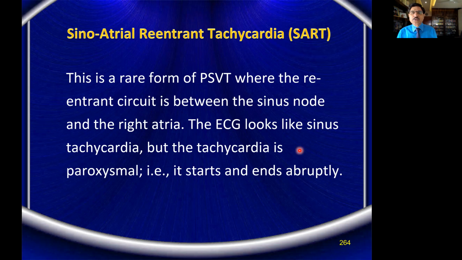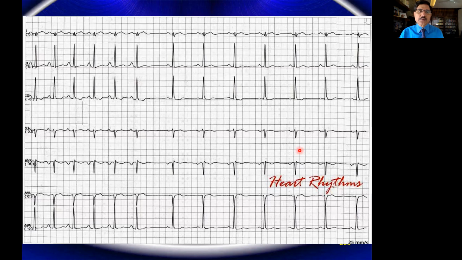So the ECG looks like a sinus tachycardia only, but the tachycardia is paroxysmal. The difference between a sinus tachycardia and this one is, this is started by a premature beat and suddenly it stops. It is paroxysmal, starts and ends abruptly. For all practical purposes, it looks like a sinus tachycardia only, but it is triggered by an ectopic focus, so it is paroxysmal. You see here, what is the tachycardia here?